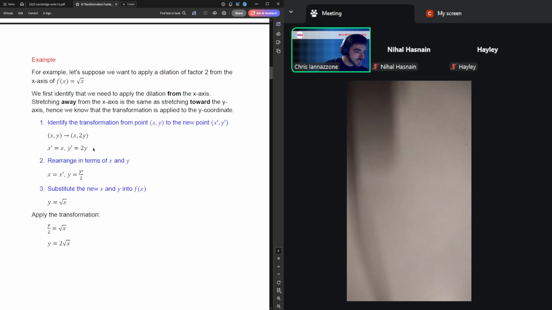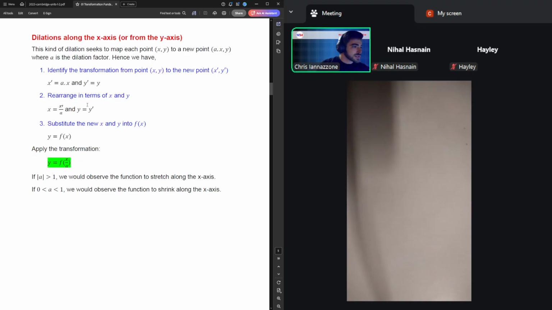Step 2, do your rearranging. Step 3, replace each x and y with what they are now equal to. The only thing that's different is that the y is now going to become y over 2, and then finally get the y back on its own. We've now effectively applied the transformation.